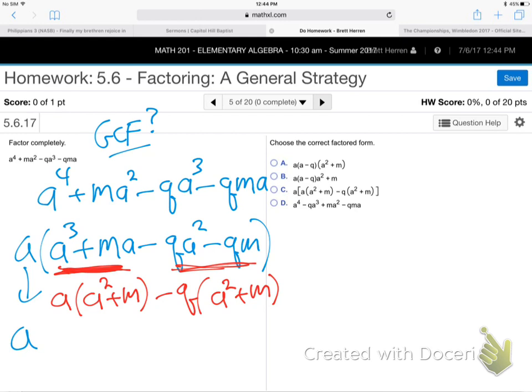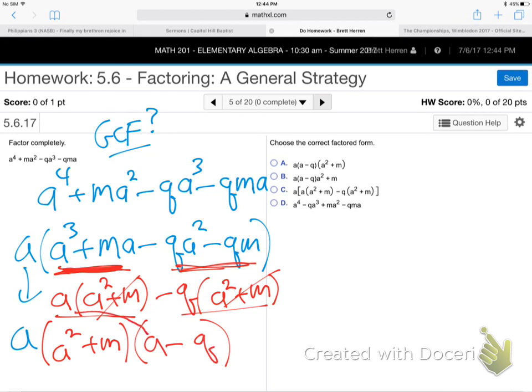And then what do you do from there? Remember? You remove the common part, a squared plus m, and bring down the leftovers. A minus q. This a minus q. Done. Did you track with all that? Everybody okay?